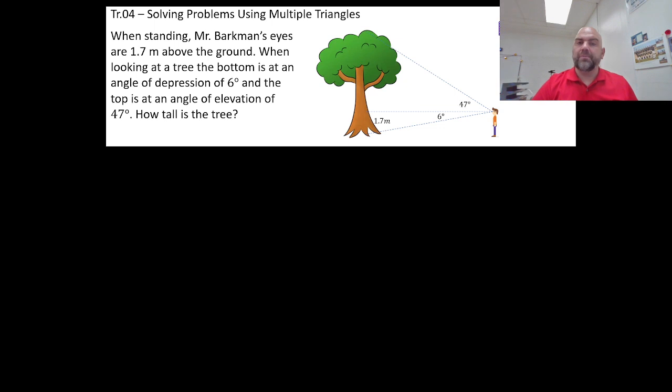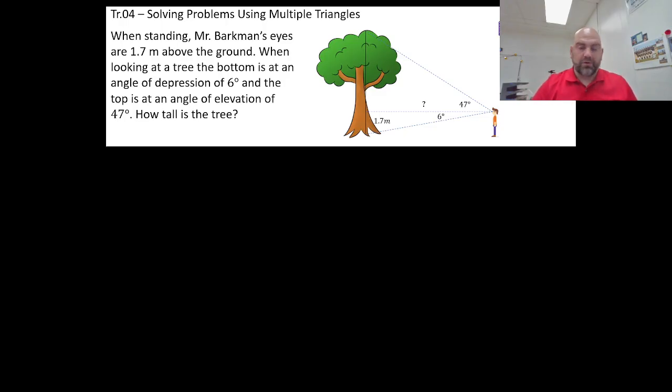And if we look to the top of the tree over here, it's going to have an angle of 47 degrees. Now we're trying to figure out this entire measurement, the whole height of the tree. We know already that the bottom piece is 1.7 meters, so we have to figure out that top piece using that other right angle triangle. To do that, we're going to need to know what this side right here is, and then we're going to use that side to figure out the remaining height of the tree from my eyes up.